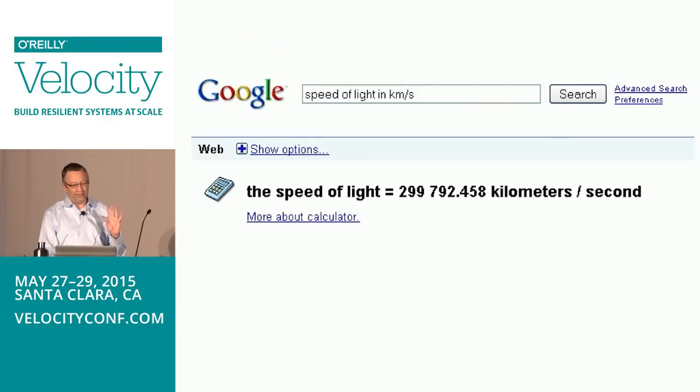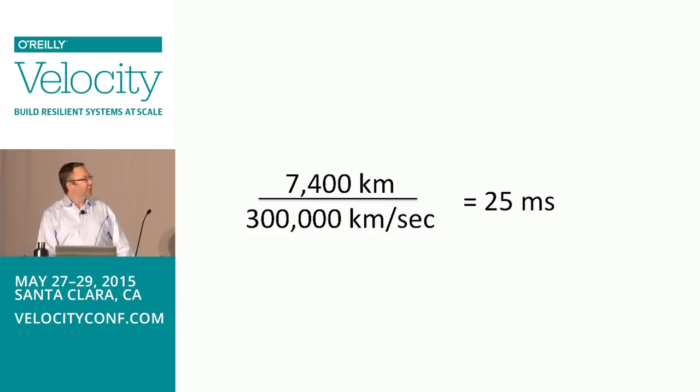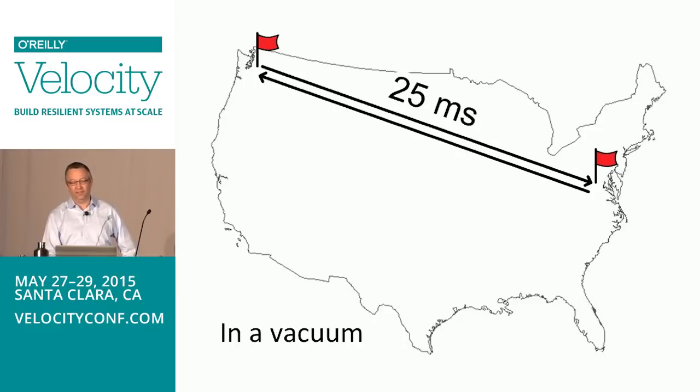So to answer that, we'll look at the science first. The speed of light in a vacuum is about 300,000 kilometers per second. It must be true because Google says so. So to traverse 7,400 kilometers at 300,000 kilometers per second takes about 25 milliseconds in a vacuum.